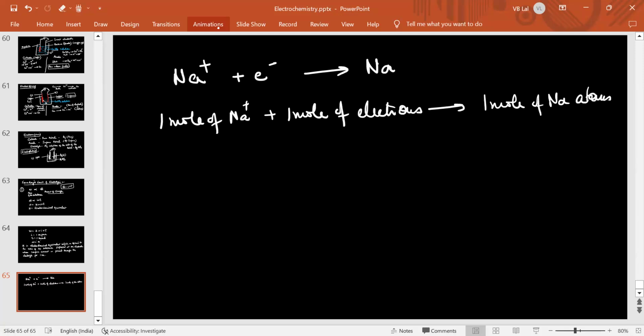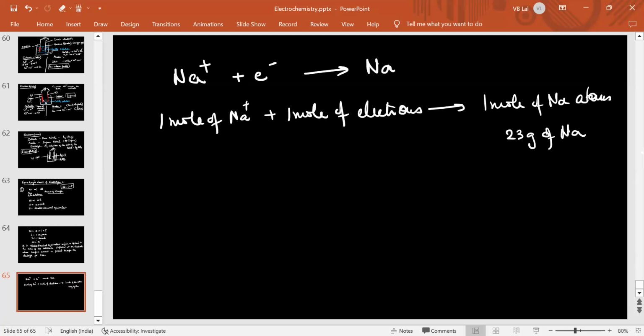Did you understand? What is the meaning of 1 mole? It is 6.02 into 10 raised to 23 atoms, right? So what is the mass of 1 mole of sodium atoms? It is 23 grams of sodium.